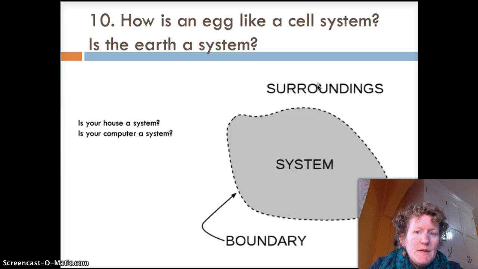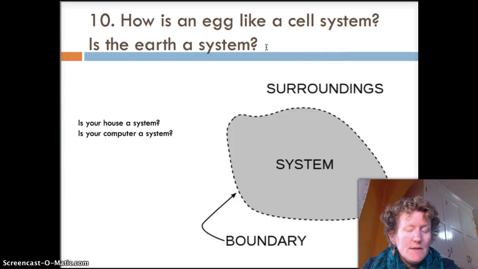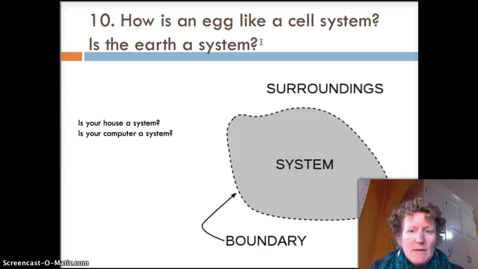Other things could be systems, like the Earth is a system. It's not a closed system, but it certainly does have a boundary. The atmosphere is kind of our boundary around Earth with space. Things do come and go, but not a lot. Our house is kind of a system. Our walls are kind of a boundary.